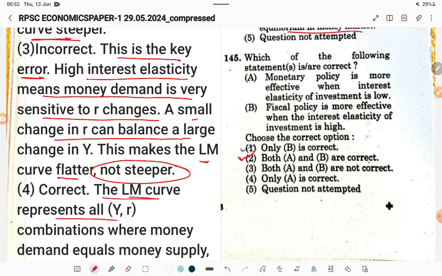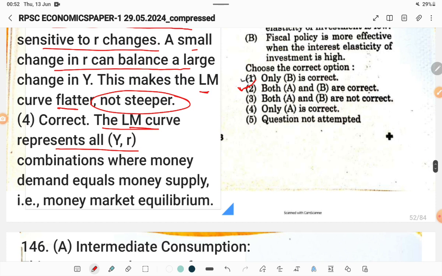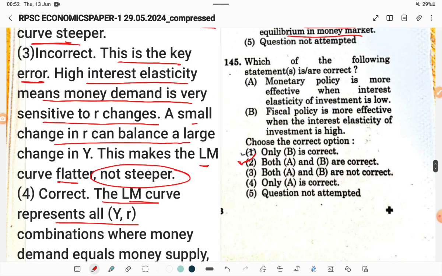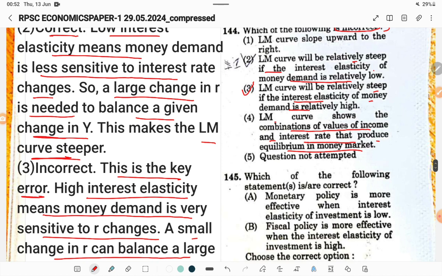The LM curve represents all combinations of income and rate of interest, with a positive relation with income and a positive relation with the rate of interest also, where money demand equals money supply, a money market equilibrium. Therefore, the third statement is incorrect here, and the other three statements are correct.